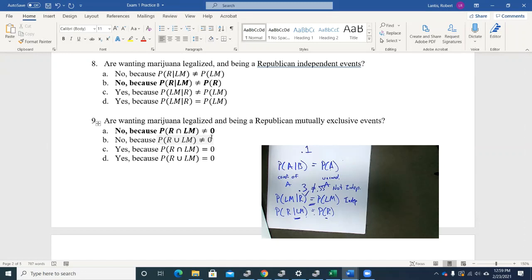Any questions on that one? Yeah. I'm getting kind of confused. Could you just read the probability of, how do you say the intersection?